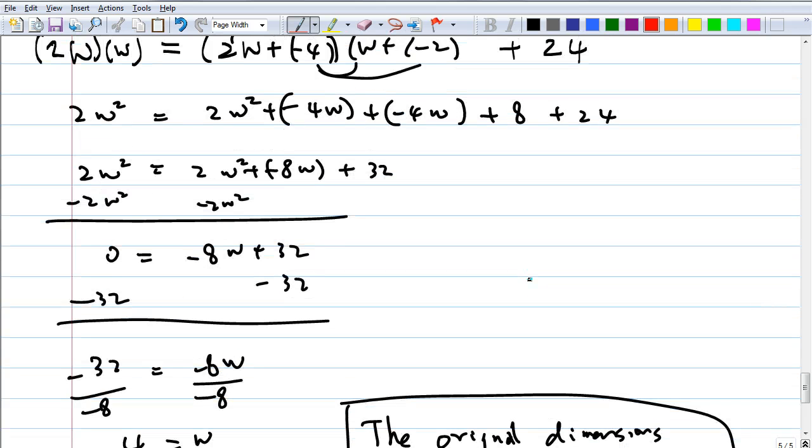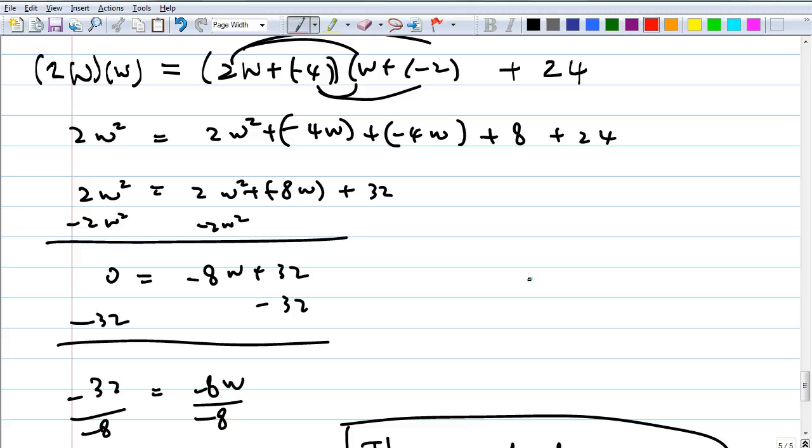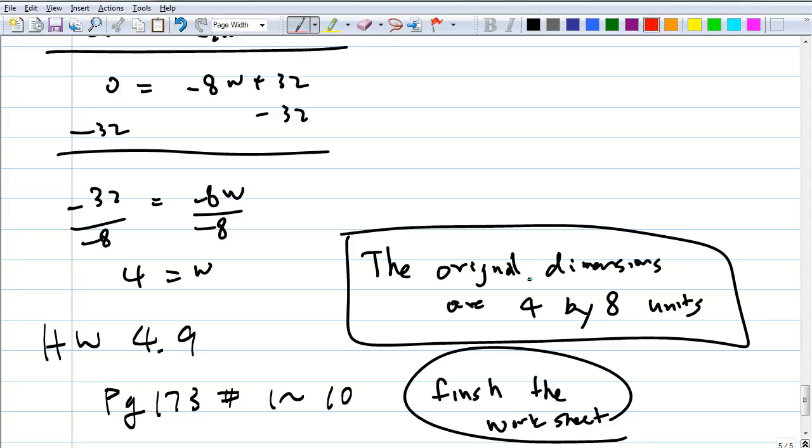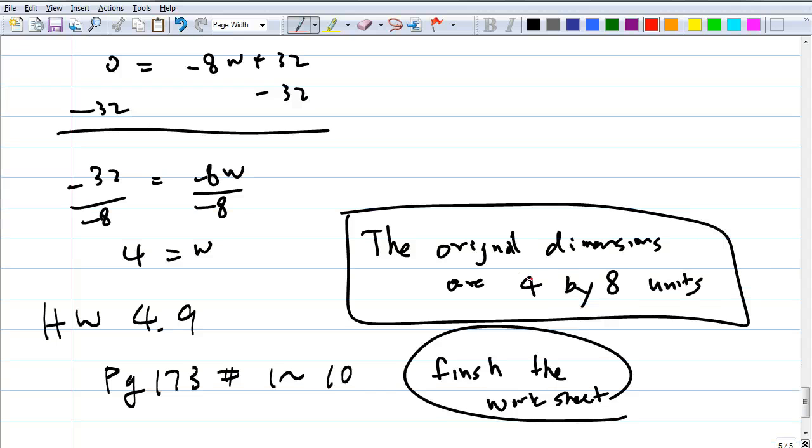Okay, so if you didn't get that, here is how you solve it. And here's your homework for tonight, by the way. Finish the worksheet, number 2, you're left with 2 and 4, and then do the homework 1 through 10 on page 173. Okay.